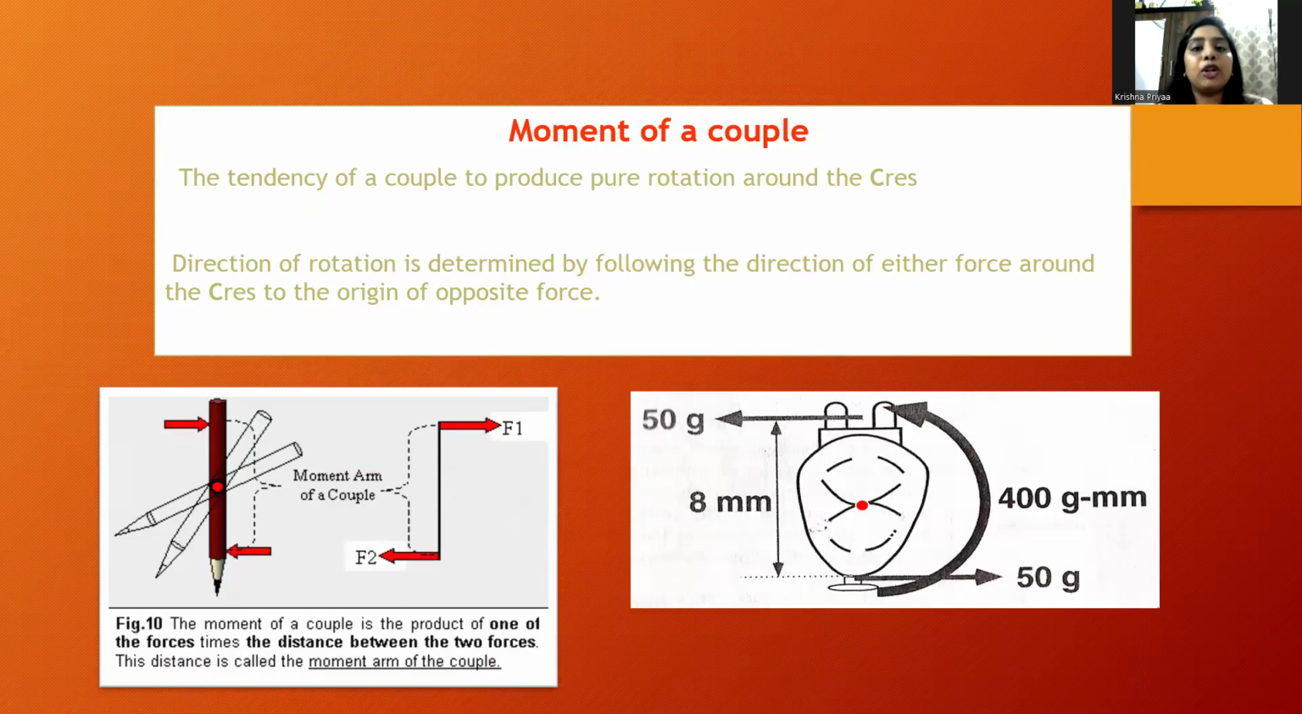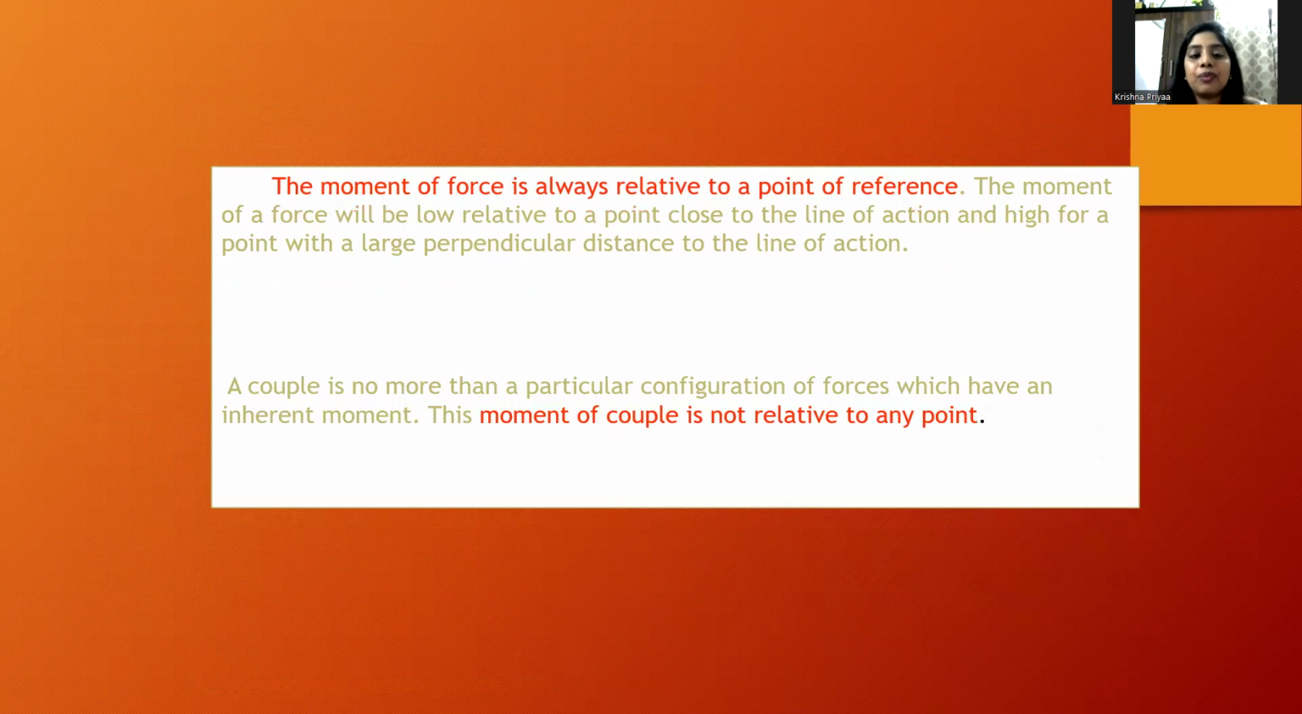And now we come to the moment of couple. So couple is nothing but it's a phenomenon of when we give a force in the direction, it is going to move. And when the same magnitude is given in the opposite direction, it is going to rotate. It is going to go around like a merry-go-round, right? So what is the moment of the couple? Here also we are going to calculate the distance from the center of resistance, and then we are going to calculate how much it is going to move. It is of the same formula.